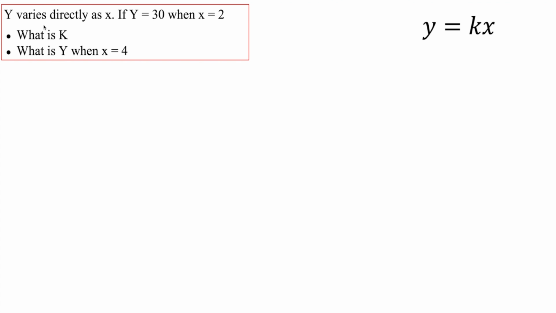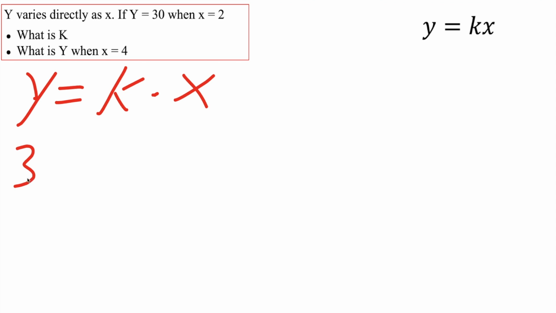It says y varies directly as x. And if y is equal to 30 when x is equal to 2, what is k? It says it varies directly, so we get to use the direct variation formula. So we can say y is equal to k times x. And we want to solve for k, and they gave us the y value and they gave us the x value. So the y value is 30 is equal to k times x, and x is 2.